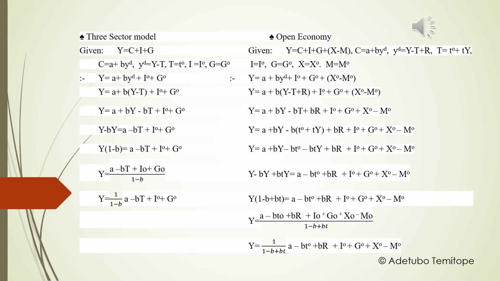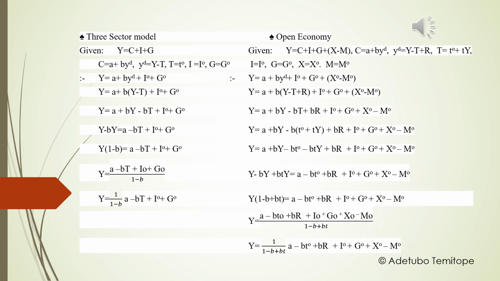And lastly, for the open economy, we said an open economy trades with the rest of the world, and its income model is given as Y equals C plus I plus G plus X minus M. So we have an example here: C equals a plus bYd, our Yd equals Y minus T plus R, our T equals T naught plus tY, our I equals I naught, our G equals G naught, our X equals X naught, our M equals M naught.